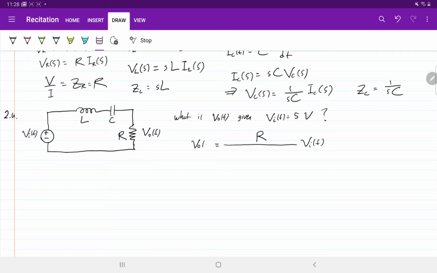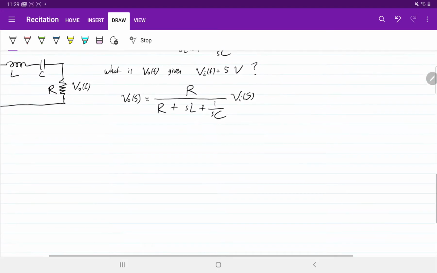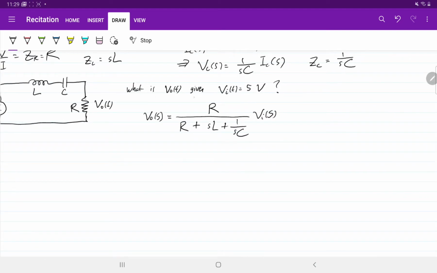Okay, so let's directly use the equation in Laplace domain. We have phi of s. Based on voltage division, the voltage here is R over the total impedance, which is R plus SL plus 1 over SC. This is the circuit equation in Laplace domain.